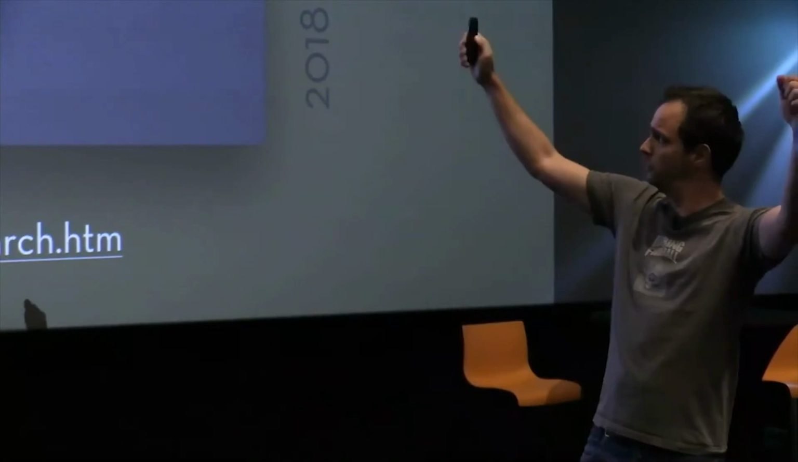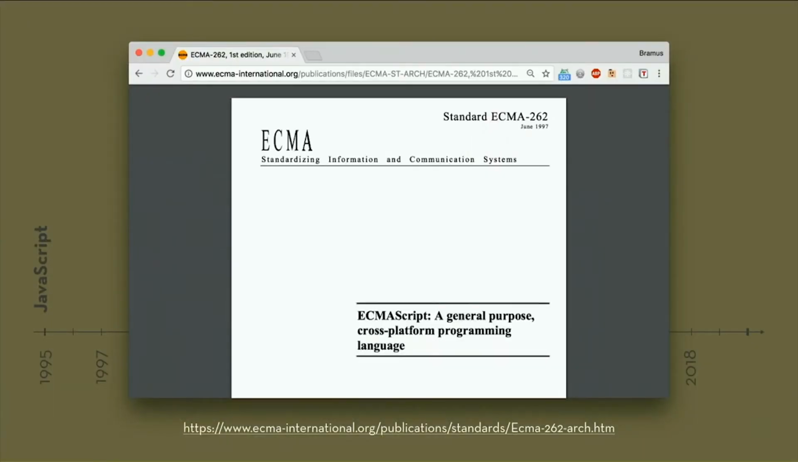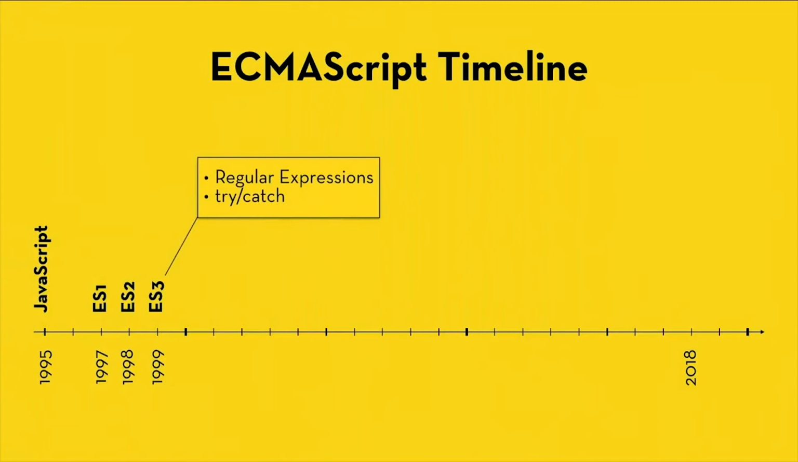1997, poof, this thing here, ECMA 262, that's the identifier of the standard. ECMAScript, a general purpose cross-platform programming language. Programming language. If somebody says you ain't JavaScript and the real language, it says right there. So that was 1997. And then ES1 came out, the ECMAScript 1 standard. ES2 came out, ES3 came out, like try catches, we can only do that since 1999.